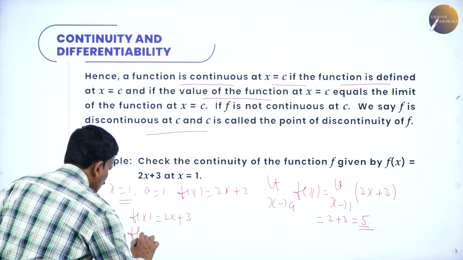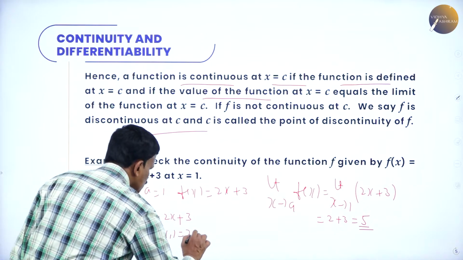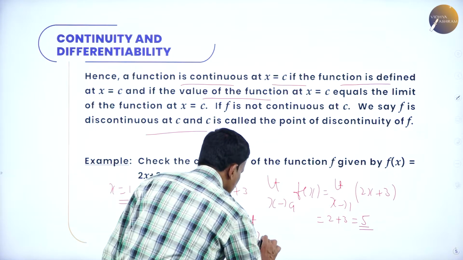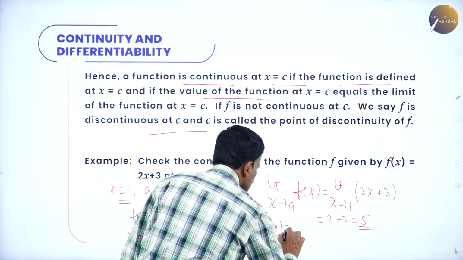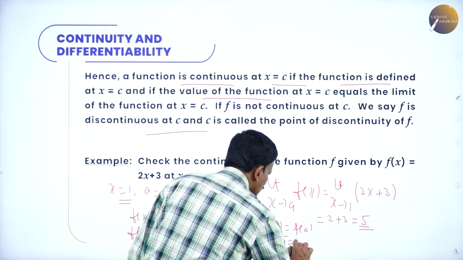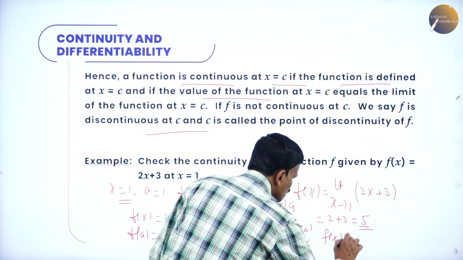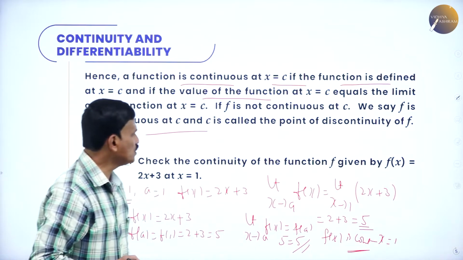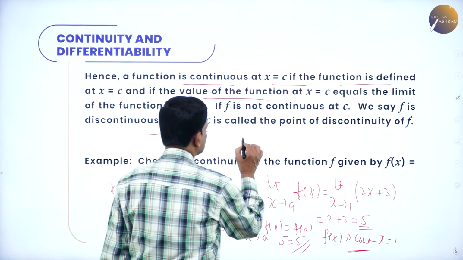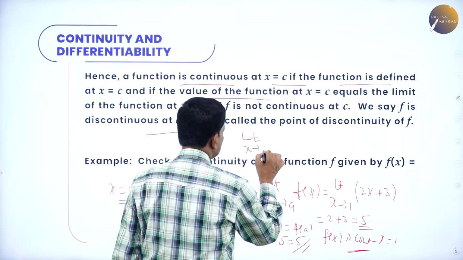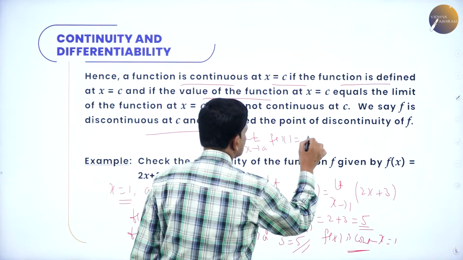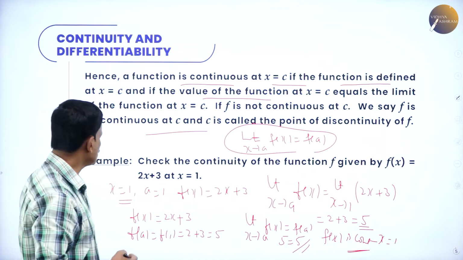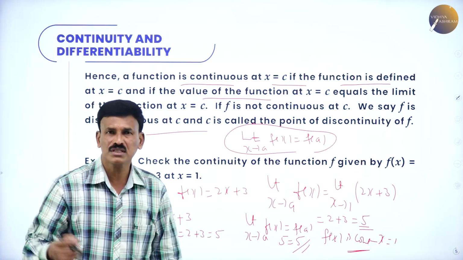Now find out the value of f of a, that is f of 1, that is 2 into 1 plus 3 is equal to 5. So here limit x tends to a of f of x is equal to f of a, 5 is equal to 5. Therefore f of x is continuous at x is equal to 1. So therefore the given function f of x is equal to 2x plus 3 is continuous at x is equal to 1. That's it.